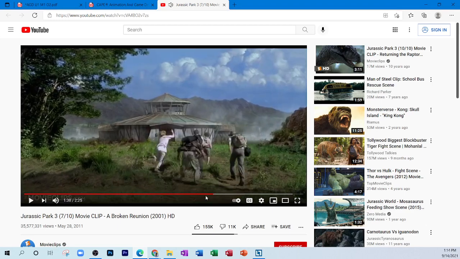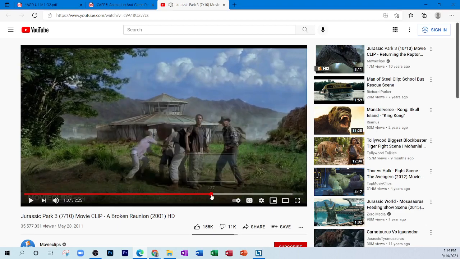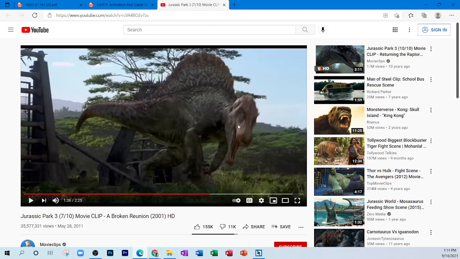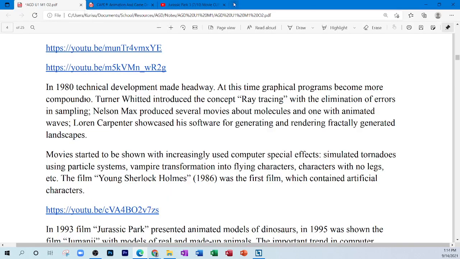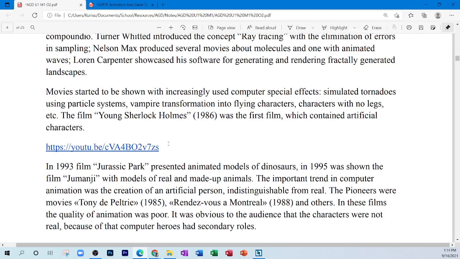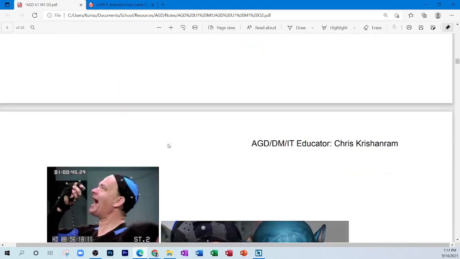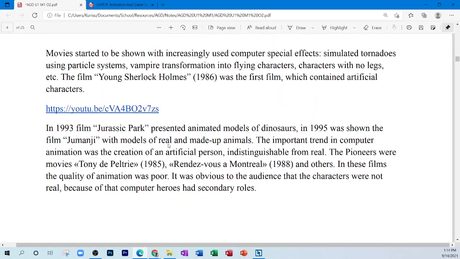So obviously we know we don't have any dinosaurs in existence that you guys know of. So in order for them to record that, they would have to digitally create that character. Continue the reading.